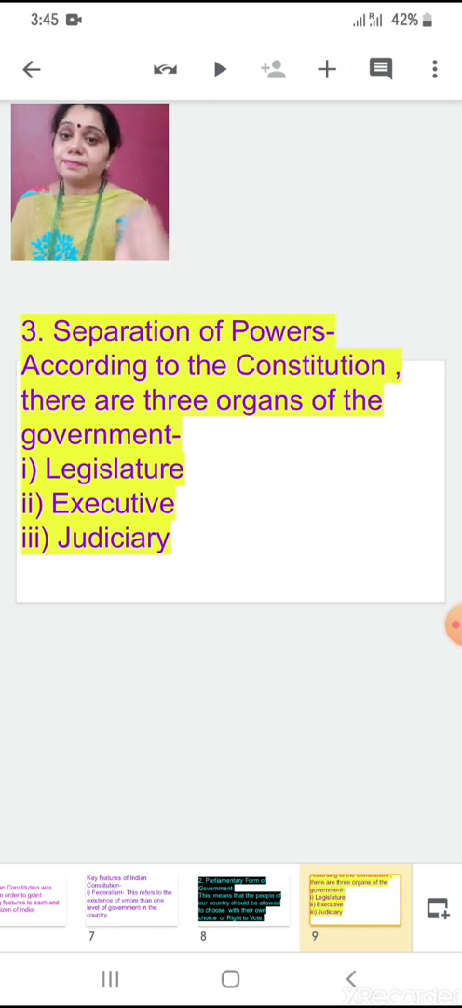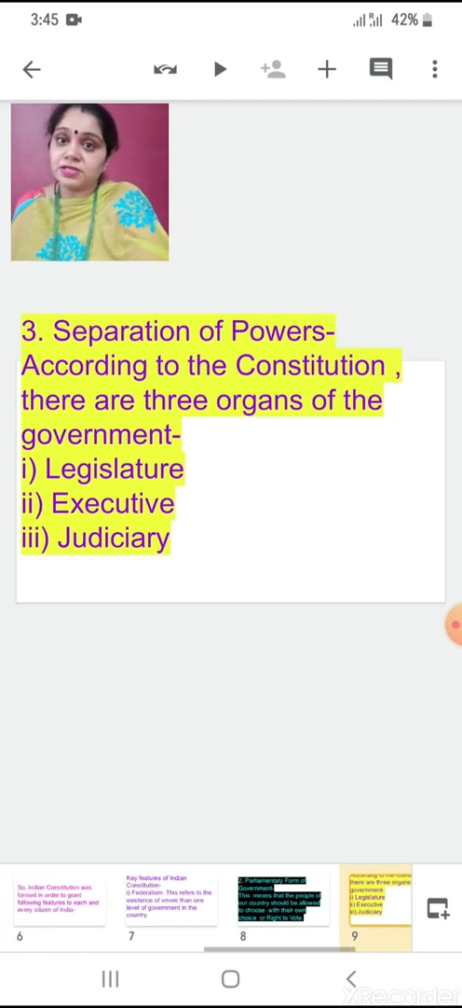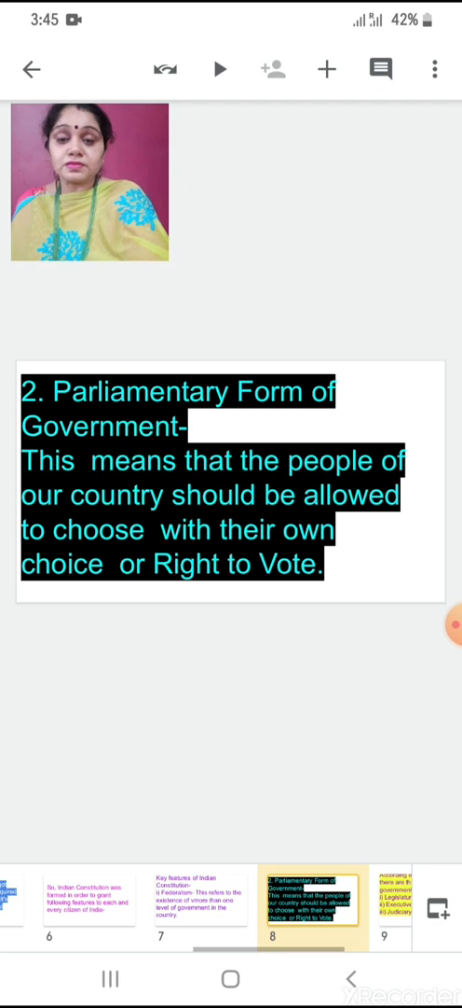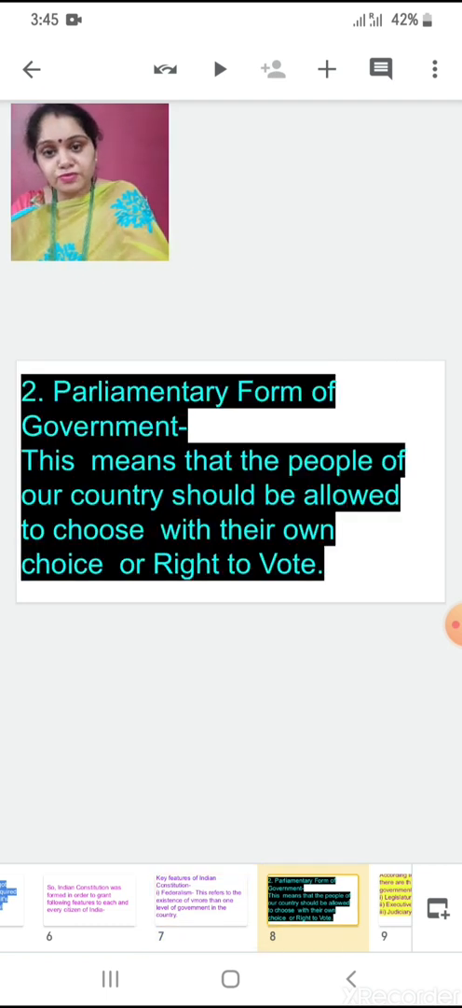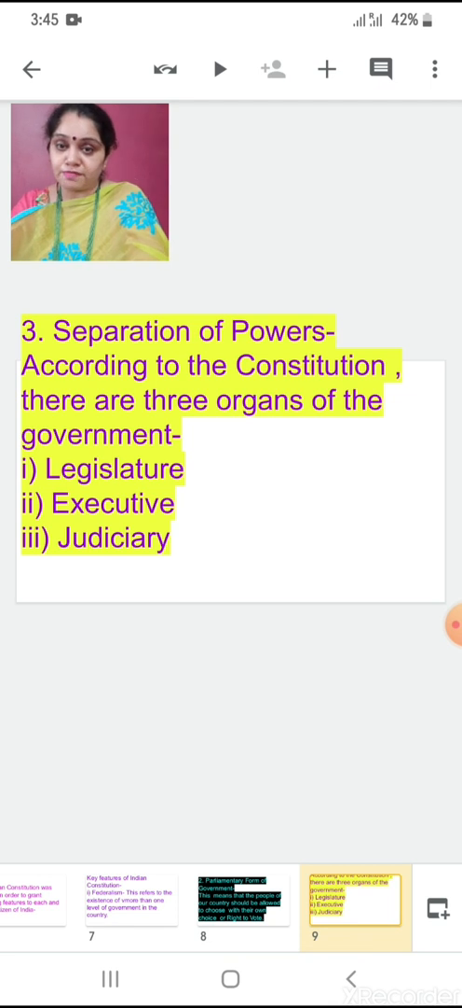Now, getting back to this, these features should not be confused with the organs of the government. When we talk about the key features of the constitution, I can scroll back again. First is federalism, second is parliamentary form of government, and third is separation of powers. These are the three key features of the Indian Constitution: federalism, parliamentary form of government, and separation of powers.